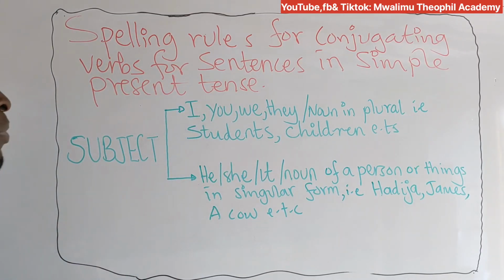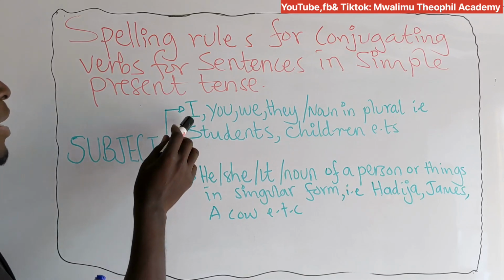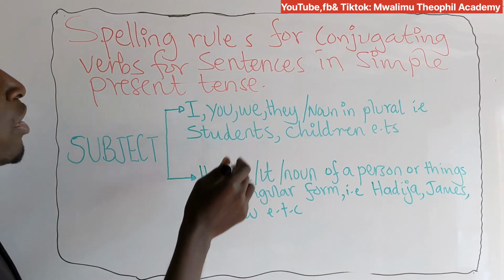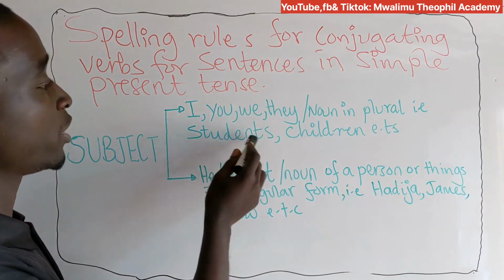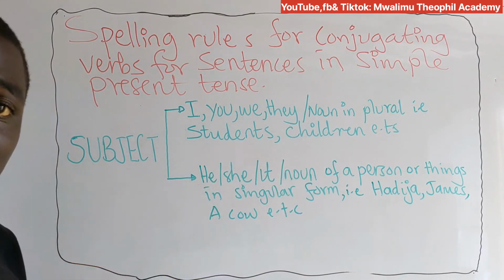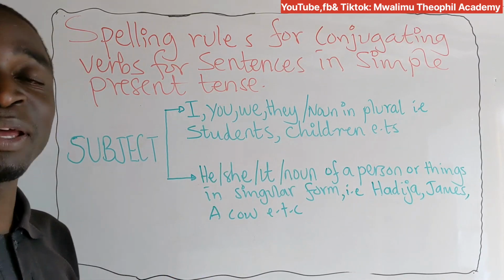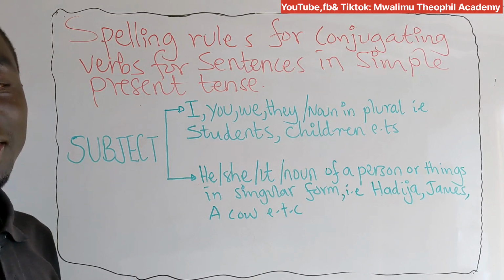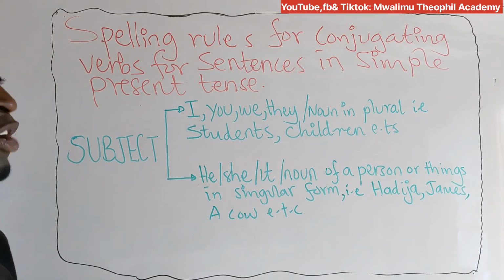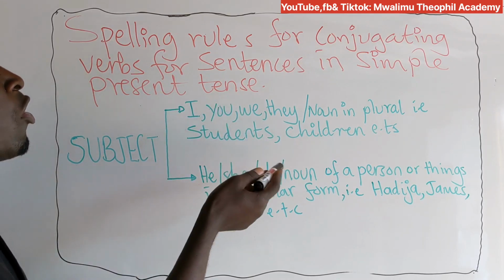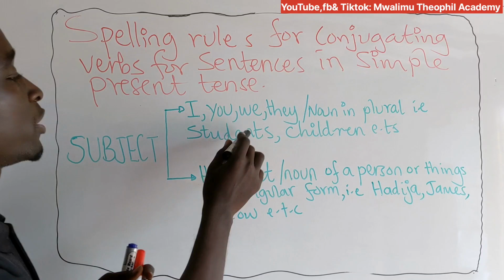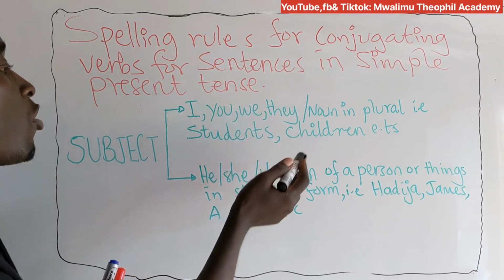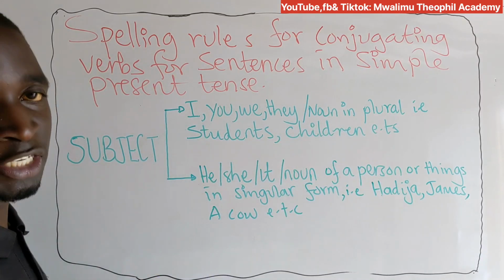If the subject is composed of a pronoun I, you, we, they, or a noun which is in plural form like students, children, the verb remains as it is, meaning that it remains in infinitive form. For example, the verb to go: I go, you go, we go, they go. And for nouns in plural form like students, it becomes students go, children go, etc.